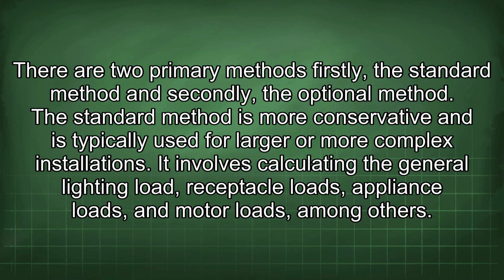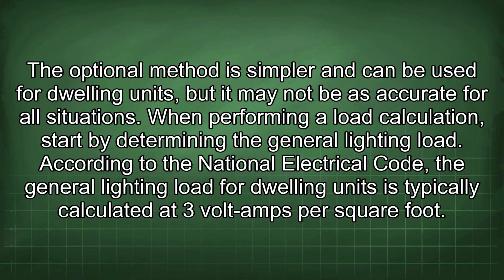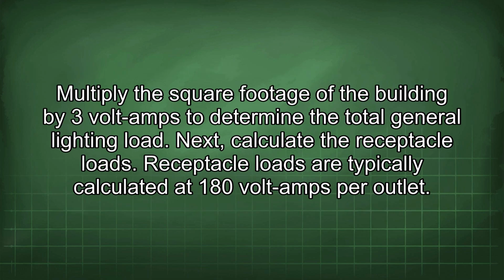It involves calculating the general lighting load, receptacle loads, appliance loads, and motor loads, among others. The optional method is simpler and can be used for dwelling units, but it may not be as accurate for all situations. When performing a load calculation, start by determining the general lighting load. According to the National Electrical Code, the general lighting load for dwelling units is typically calculated at 3 volt amps per square foot.